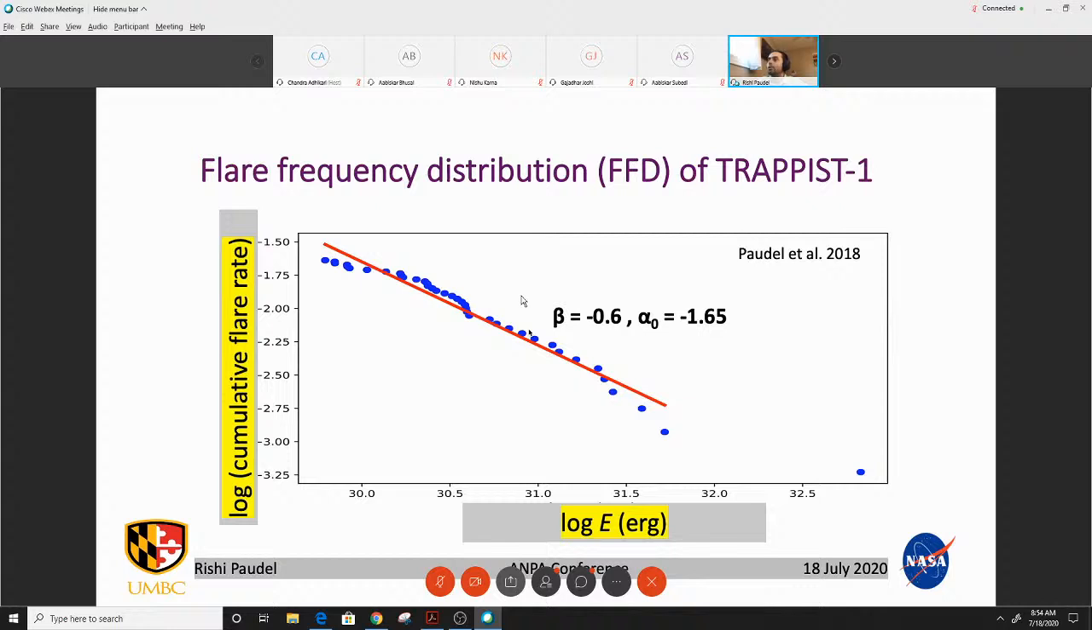So we can use this type of plot to estimate or predict the number of flares that can happen on a given star with certain energy. By the way, the parameters here are the fitted parameters for this line. The slope is negative 0.6 and the intercept is negative 1.65. And this corresponds to energy 10^30 ergs.